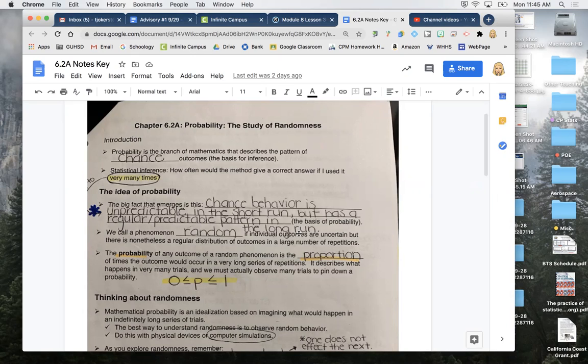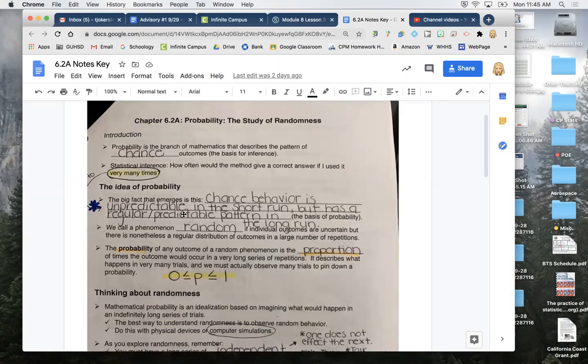That's why you talked about long run probabilities two days ago. In the long run, we expect the probability to be a certain value, but in the short run, it's very unpredictable and really anything could happen.